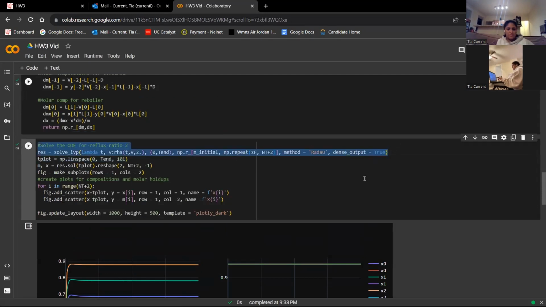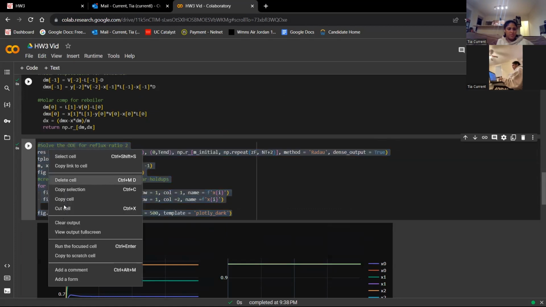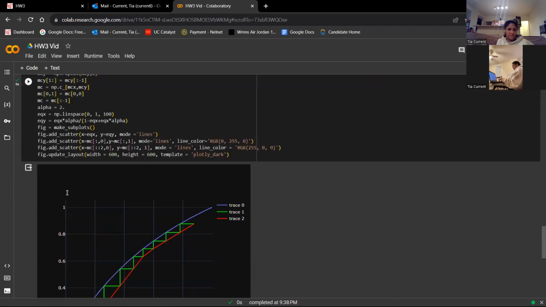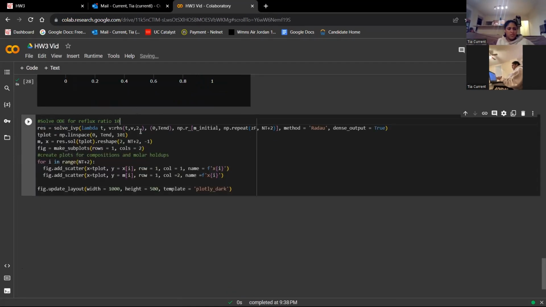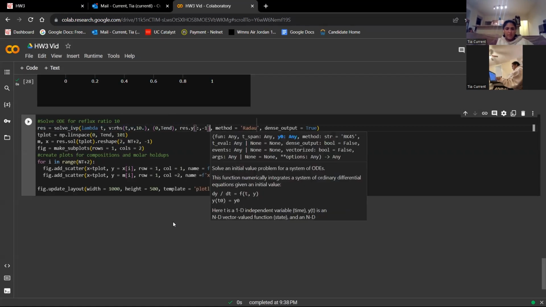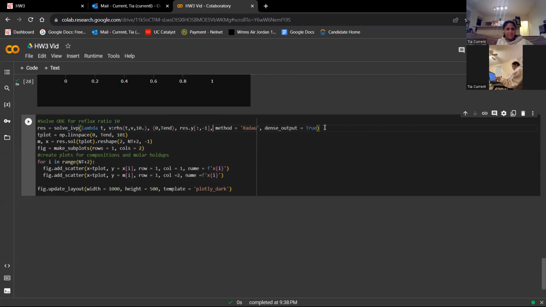We're just going to use this from earlier where I'm solving. I'm going to copy the selection and change out the 10. And instead of the np.repeat and whatnot, we're going to put res.y. Okay, and I have my dense_output is true. And then t_plot.